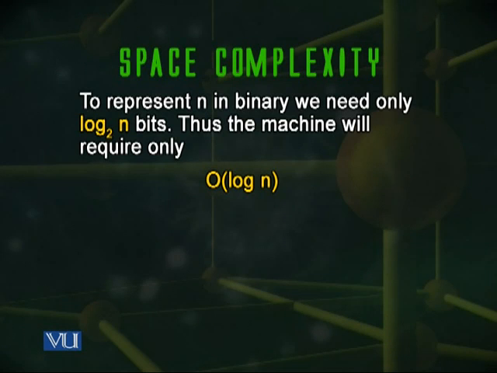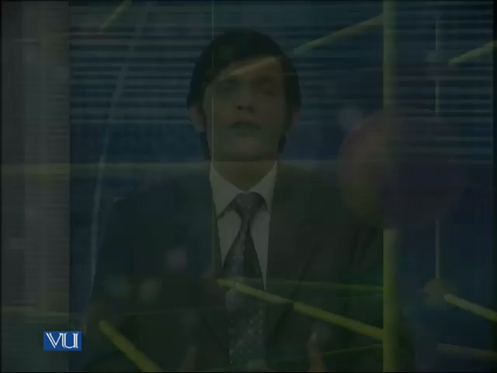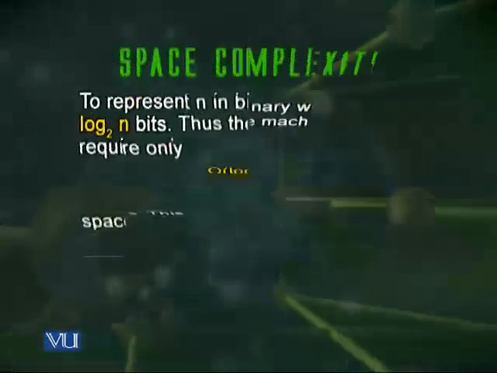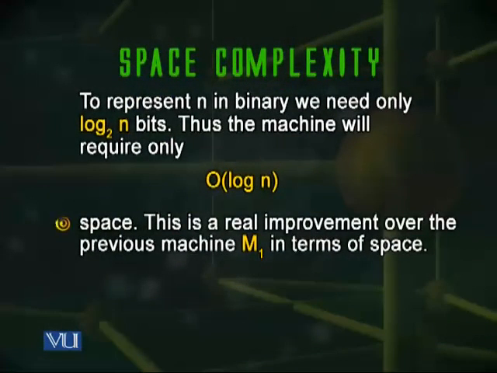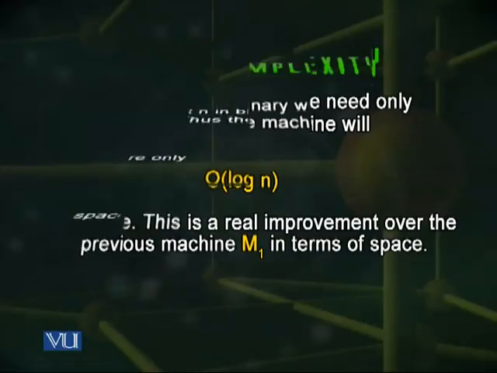Thus, this machine will require only order log n space. So this machine does not require space n, but only order log n space. This is a real improvement over the previous machine M1 in terms of space. Remember, the previous machine M1 that we made required linear space, and this machine requires logarithmic space.